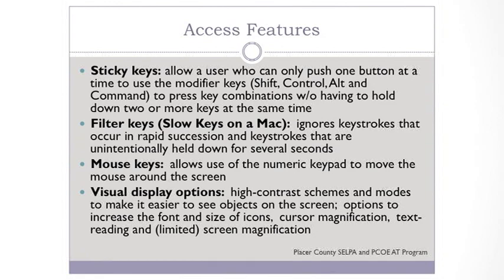Some of those features that are built into these systems are sticky keys, which allows a user who can only push one button at a time, who can't do something like Control V for paste, to press one button down and it'll maintain that hold so that they can press the other button down. Filter keys, which is called slow keys if you're on a Macintosh, ignore multiple repetitions of a key, so you only get one A and not 20. Mouse keys allow you to use the numeric keyboard in order to move the mouse and navigate across your screen. And then there are also visual display options, which can adjust the size of the font, the size of the icons, magnify your cursor, and change the contrast of your screen if you need a different contrast.